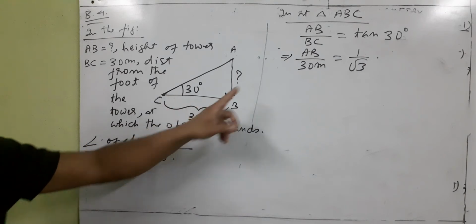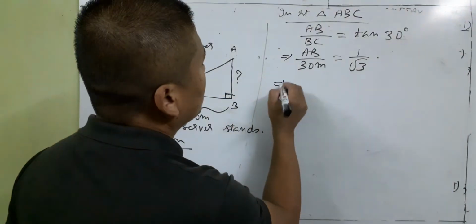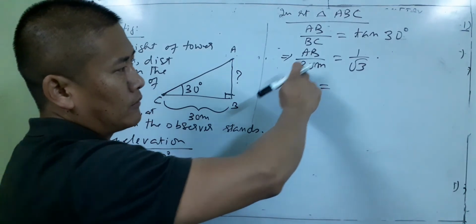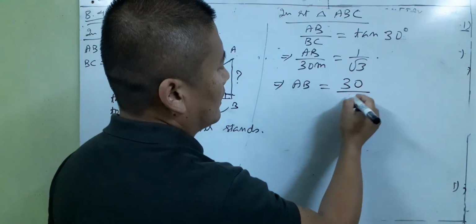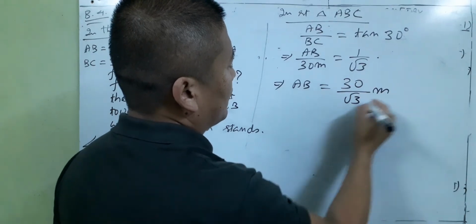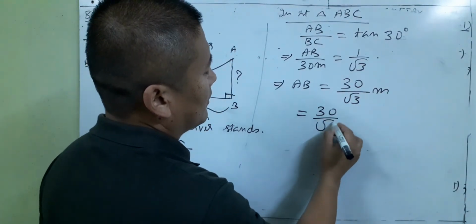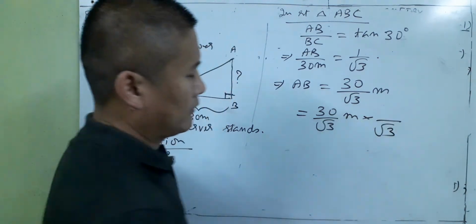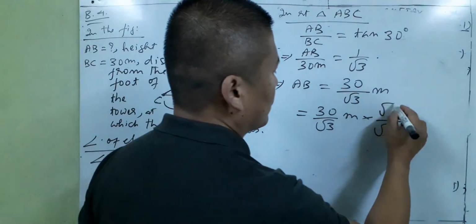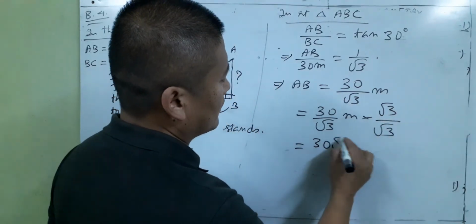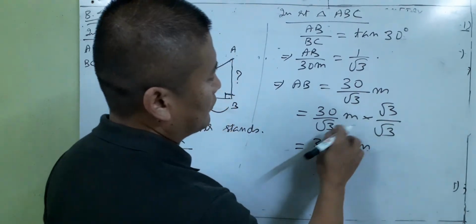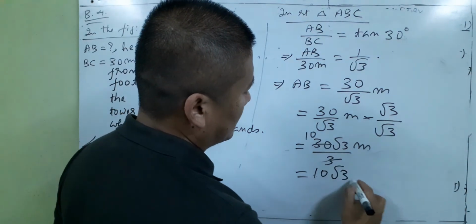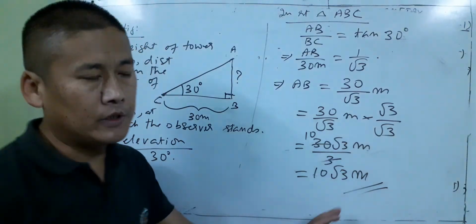See here, BC is 30, so we replace by 30. Then don't move the AB, the height of the tower. Denominator 30 shifted to right, go up, multiply 1, 30 by root 3. We need to remove this irrational number, root sign. How do we do that? We have been doing enough number of times. So root 3, same one, up and down you put. Then 30 root 3 meter divided by root 3, and root 3 into root 3 is 3. 3 tens are 30. So 10 root 3 meter is the height of the tower.